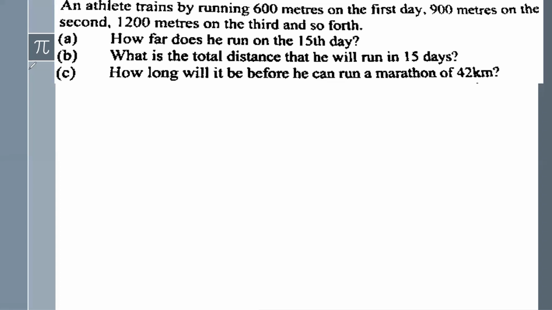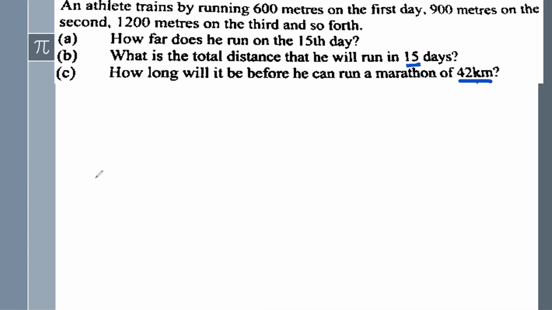So let's look at this question here. It says an athlete trains by running 600 meters on the first day, 900 meters on the second, 1,200 meters on the third, and so forth. How far does he run on the 15th day? That is the first question. What is the total distance that he will run in 15 days? That is the third one. And lastly, how long will it be before he can run a marathon of 42 kilometers?